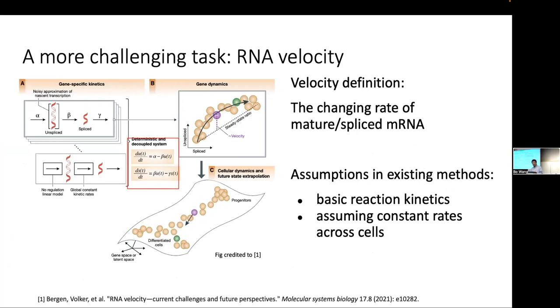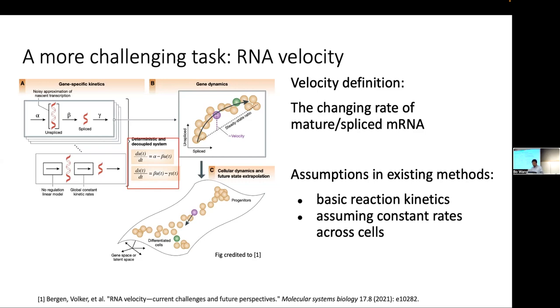RNA velocity is basically a tool to show cellular expression dynamics. For example, figure A here shows each gene is first transcribed into an unspliced immature mRNA and then spliced into mature mRNA. So RNA velocity is defined as the changing rate of mature mRNA abundance.